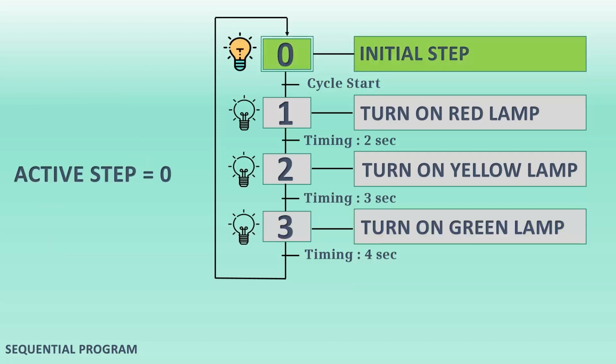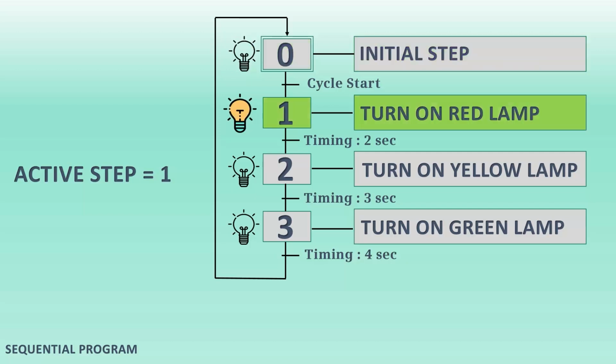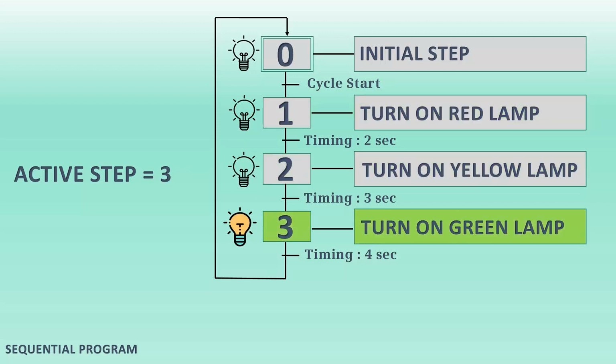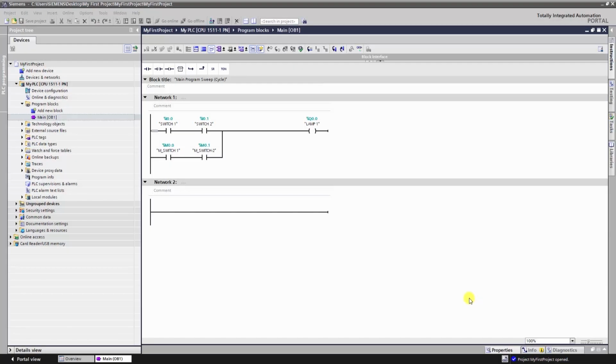So, we need a tag which will contain the active step. This tag value may be 0, 1, 2, or 3. After understanding the system logic, we are going to write the program code in TIA Portal. Let's continue with the same previous project. We can continue writing the new code in OB1.